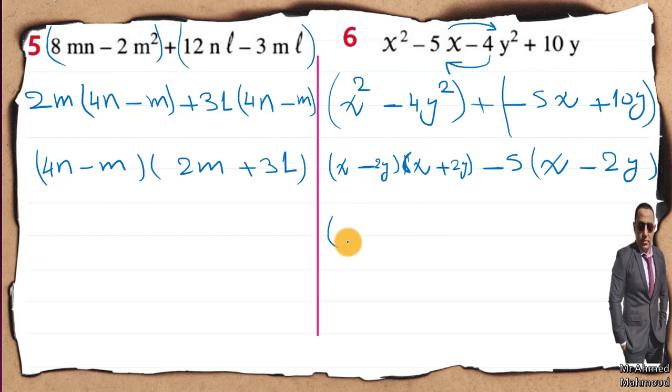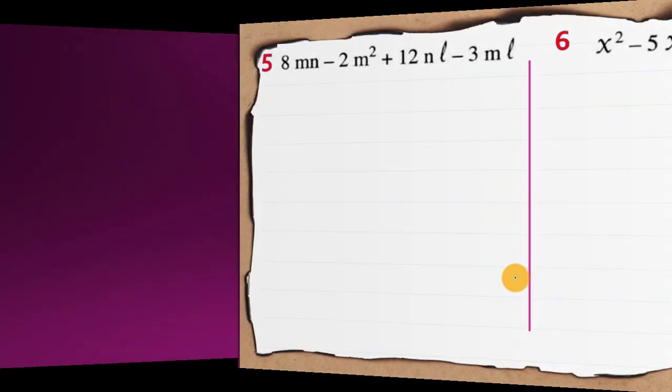So I'm going to write here x minus 2y, and in the other case here x minus 2y and here x minus 2y. The remainder is x plus 2y minus 5. Okay, and there isn't any simplification after that. Another example.